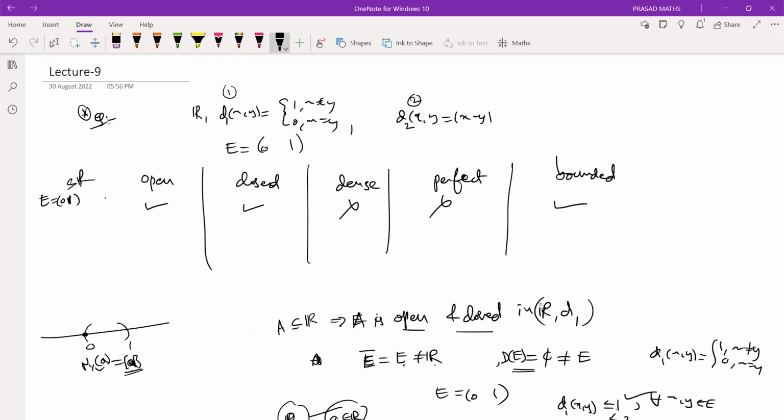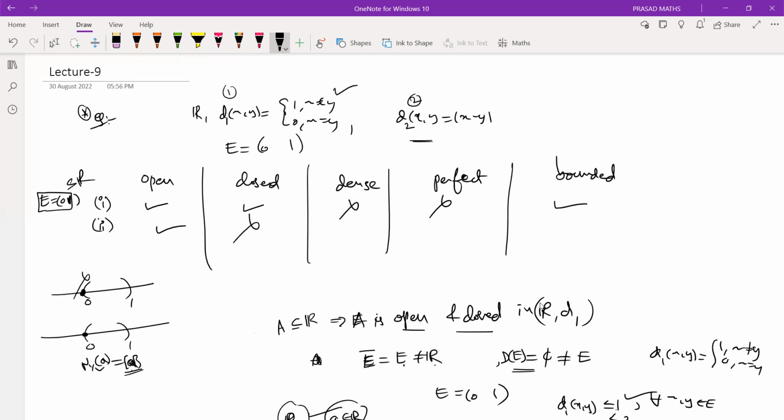Not only this, this is my first one, with respect to the discrete metric. What is my second one? My set is the open interval (0, 1). Is it open with respect to the usual metric? Yes. Is it closed with respect to the usual metric? No, because 0 is a limit point, but 0 does not belong to the set, so therefore it is not closed.